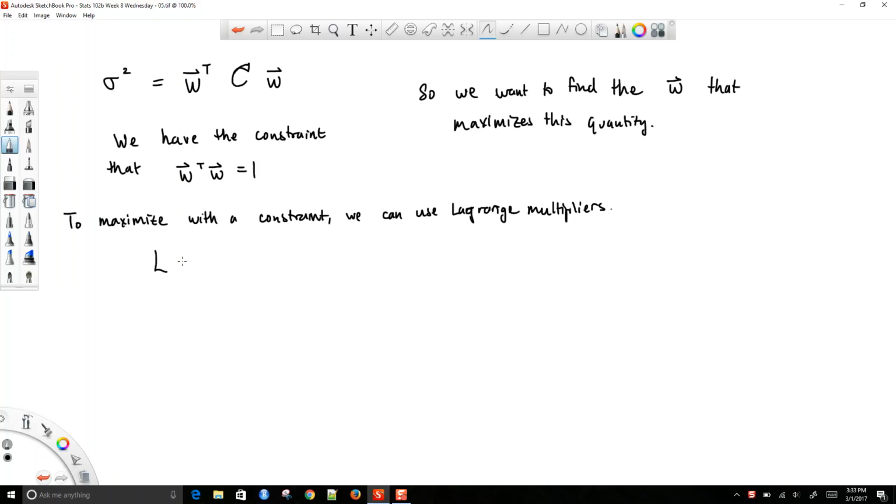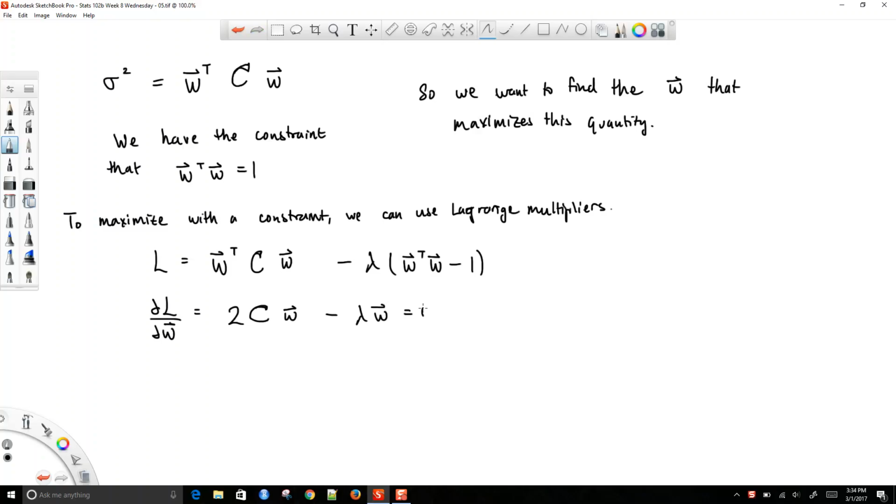Okay, and so we'll say the thing we're trying to maximize is this. Then we subtract off our Lagrange multiplier times our constraint. When we take the derivative of this with respect to W, what we end up getting is 2CW minus lambda W is equal to 0.